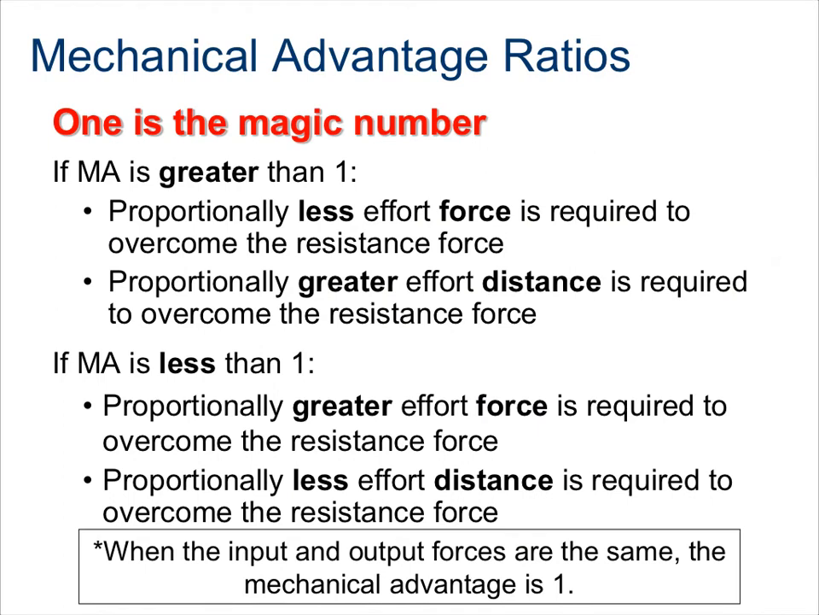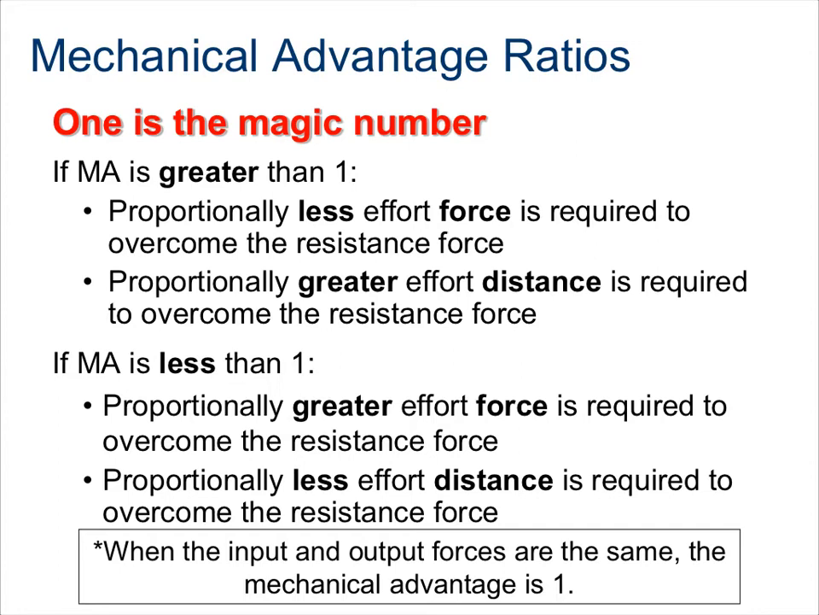When we're looking at calculating mechanical advantage and understanding it, it's important to consider the ratios. 1 is the magic number. If a mechanical advantage is greater than 1, that implies that proportionally less effort force is required to overcome the resistance force. And also proportionally greater effort distance is required to overcome the resistance force. All right, so there's a trade-off between forces and distance. Less force is going to require a greater distance.